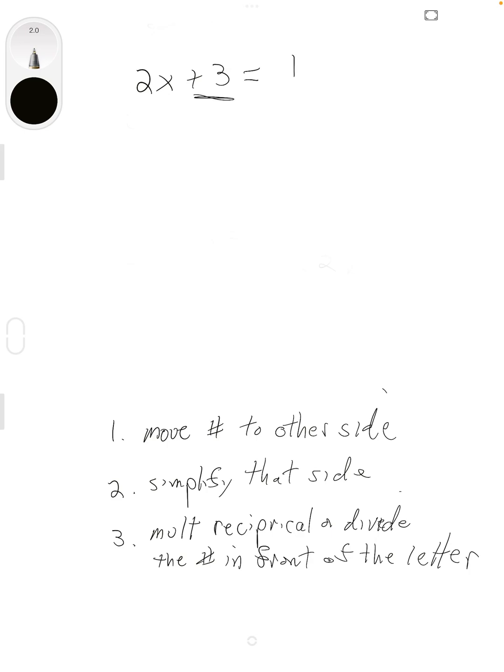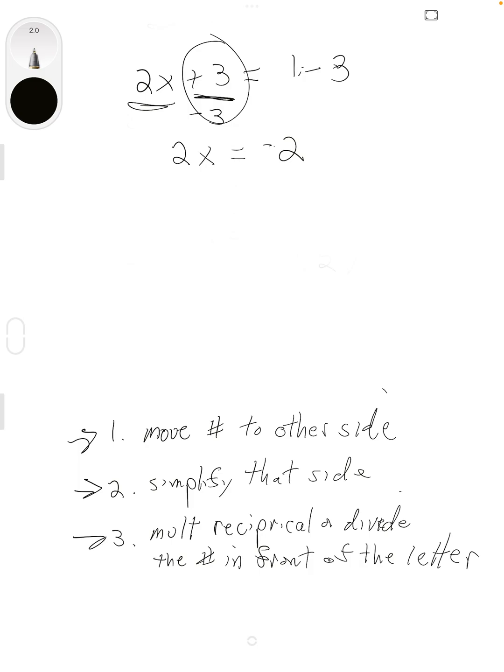This is the number. I have a thingy and another thingy. This is the number thingy. I'm going to move the number thingy to the other side. I do that by subtracting 3, because 3 minus 3 is 0. But I'm going to do that to both sides. So I have 2x equals, moved it to that side. Now I'm going to simplify this. That's 11 minus 3, which is 8.